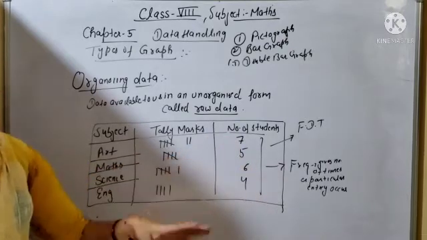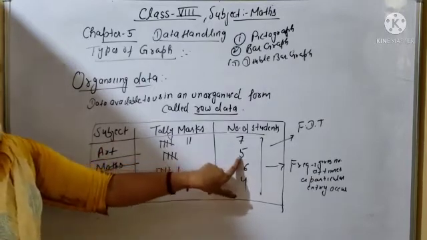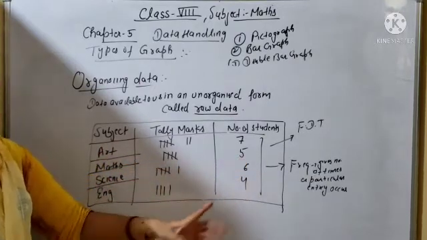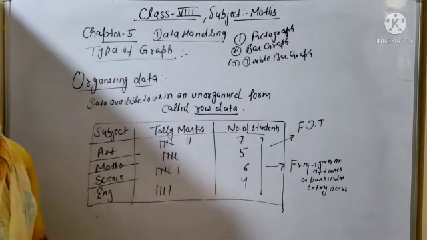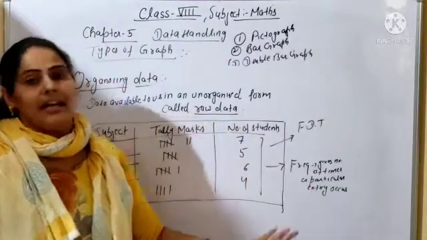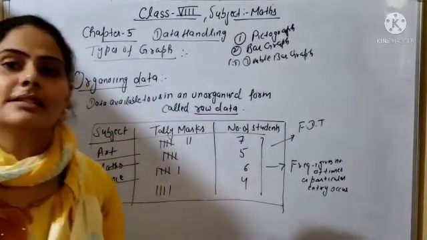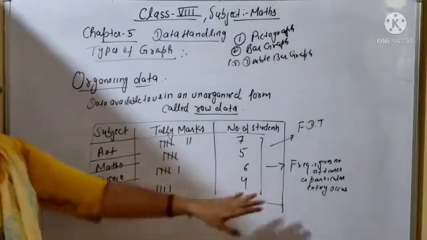So 7 is called the frequency of art. This 5 is the frequency, 6 is the frequency, 4 is the frequency. So these are called the frequency. What is the definition of frequency? Frequency gives the number of times a particular entry occurs. Frequency is the number of times a particular entry occurs.